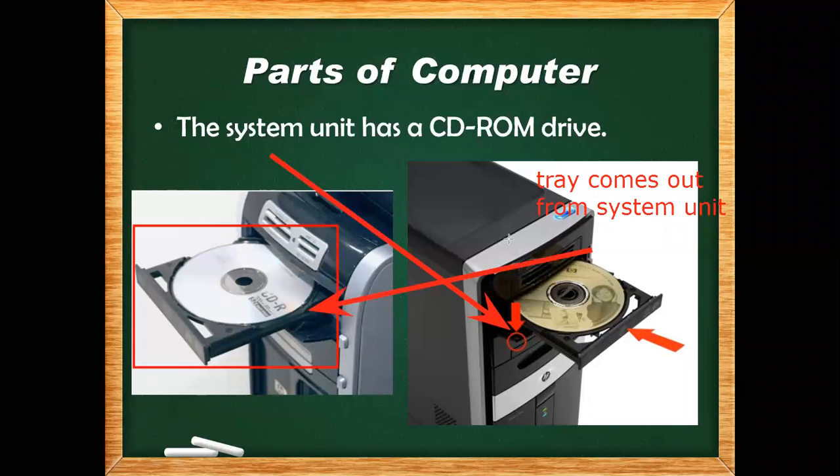So what happened when you press the small button? The tray comes out from system unit. Where is the small button? Here it is. When you press this small button, what happened? The tray comes out. So where is the tray? This one is a tray which comes out.